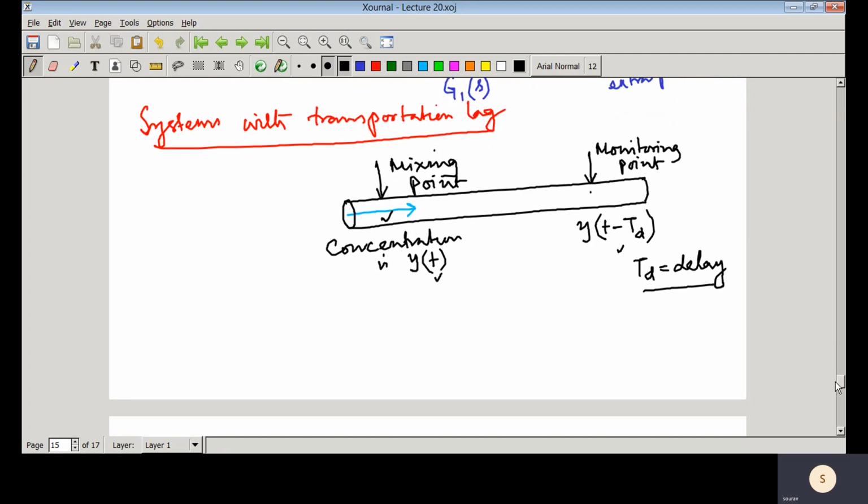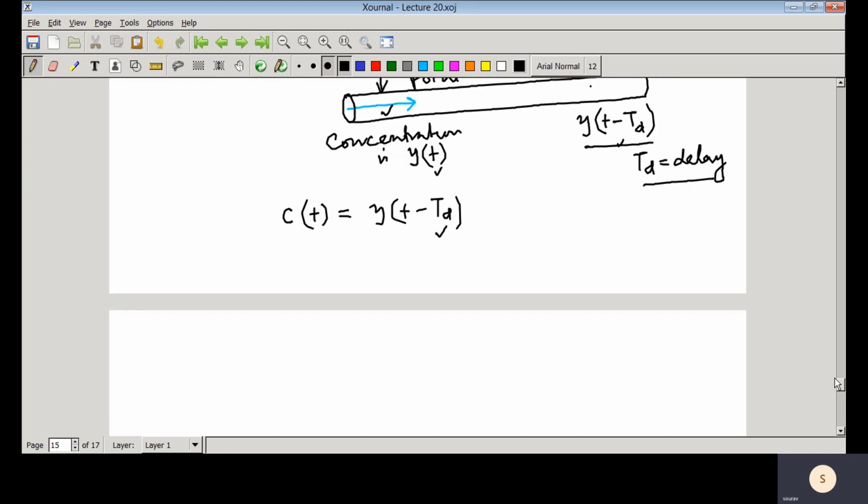So here if we want to model it, then what would be the output? The output is actually y(t - Td). So we can write that output c(t) equal to y(t - Td). This delay is coming because of the transportation lag. So this is called the transportation lag. Now if we take the Laplace transform, C(s) would be e to the power minus Td s Y(s). So what would be C(s) by Y(s)? C(s) by Y(s) equal to e to the power minus Td s.